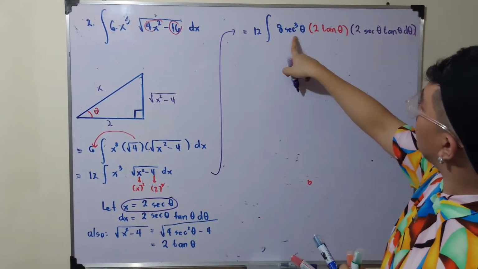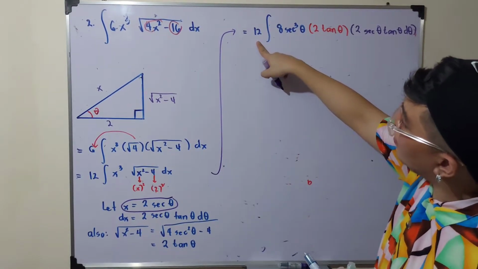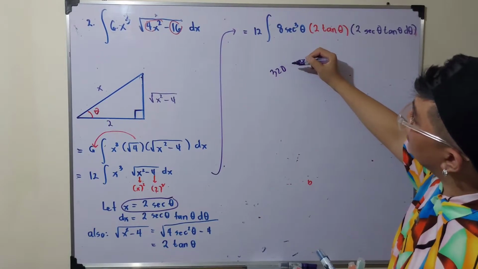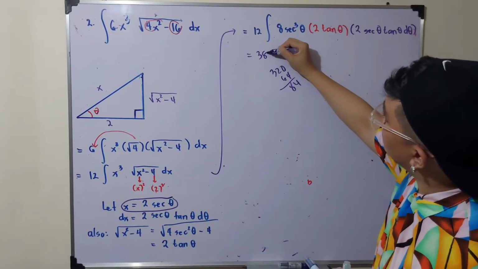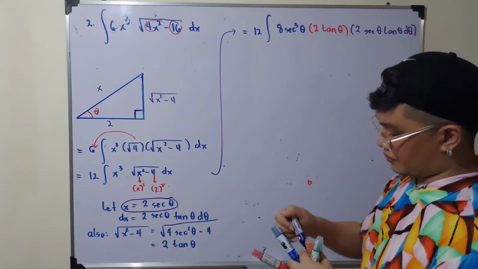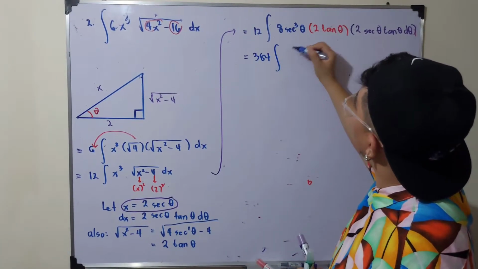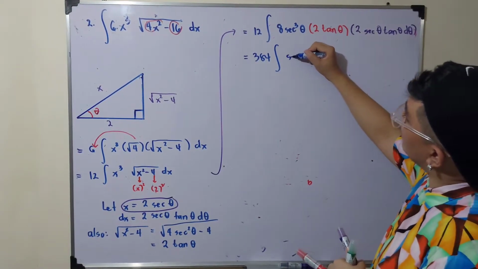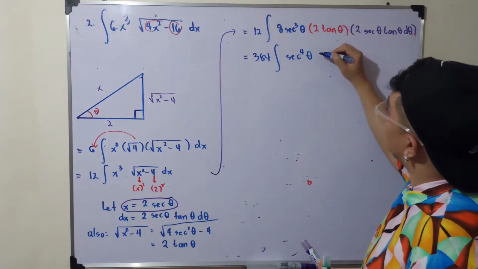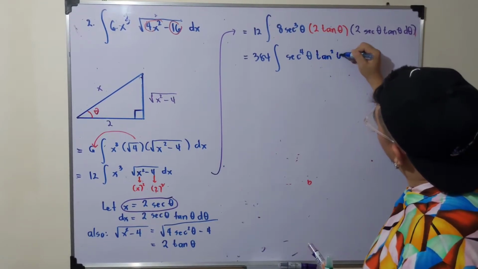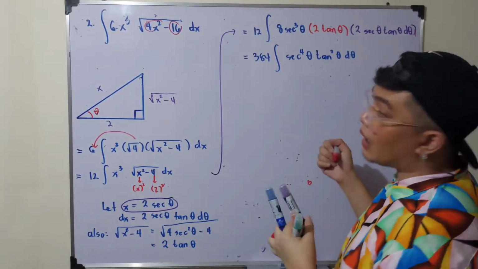Okay, so we're going to multiply them all. 2 times 2, 4 times 8, 32 times 12. So that's 320 plus 64. So that's 384. And then we have here secant to the fourth. Then this one also, tangent squared. Okay, so this one is an easy case. This is case 1 of the powers.